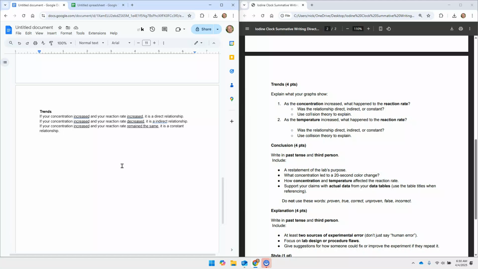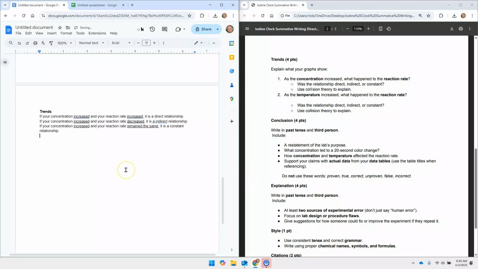Think about that energy threshold that you need in order for a reaction to be successful. So if you increase the temperature, what's happening to the collisions? Are more of them successful? Are more of them unsuccessful if you increase that temperature?